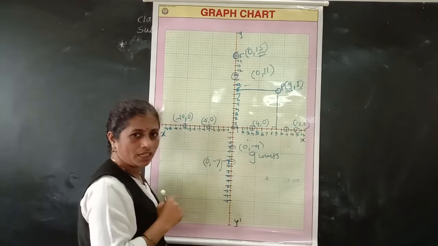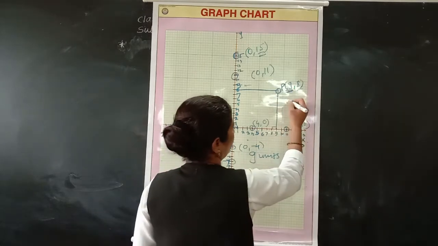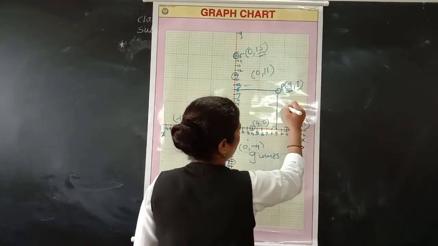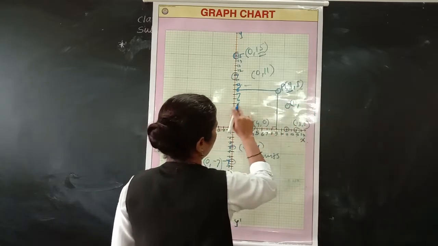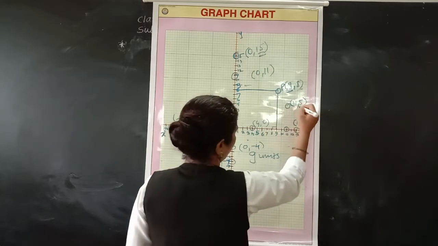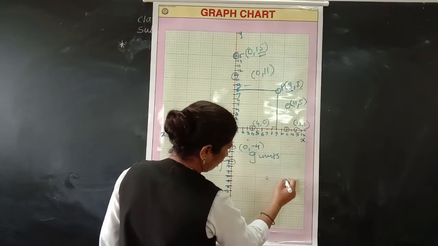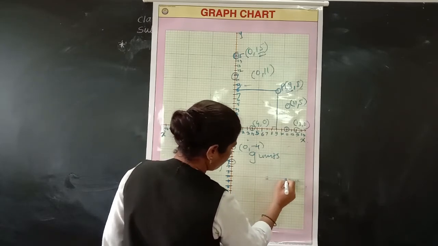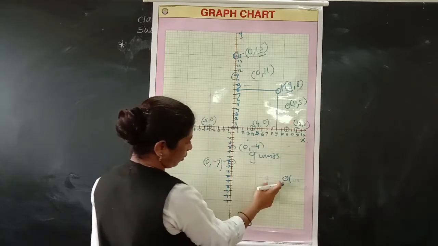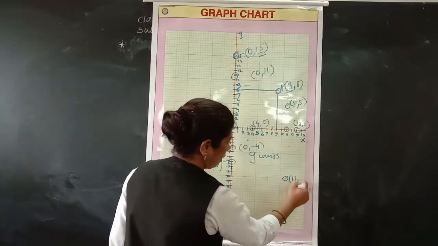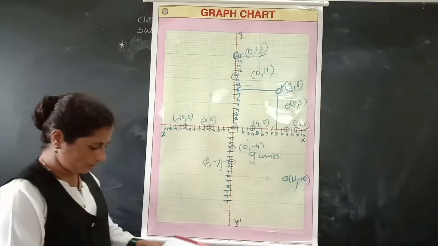Suppose I took this point, 11. Okay, so here 11 is there, right? Now this point I have taken here. What will be the coordinates of this point? 11, comma 5. Suppose I have taken here another point. What are the coordinates of this point? 11, comma -10.